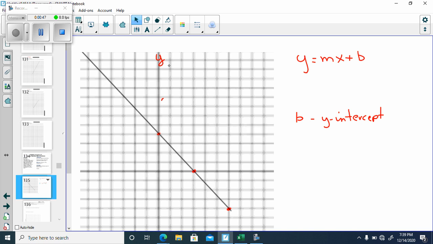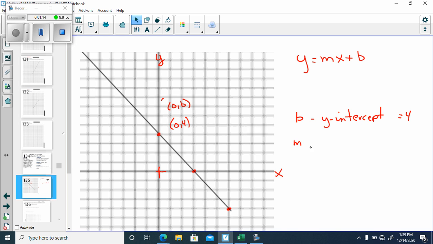Here's our y-axis. Here's our x-axis. Where does the line cross the y-axis on this one? It crosses right here. And if this is the origin here, then this point is at 0, 1, 2, 3, 4, 0, 4. And our y-intercept is the b whenever we've got the point 0, b. So our y-intercept in this case is 4.